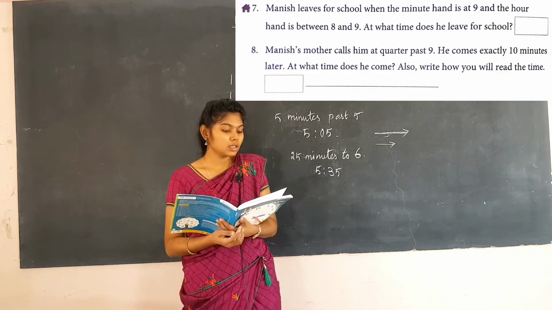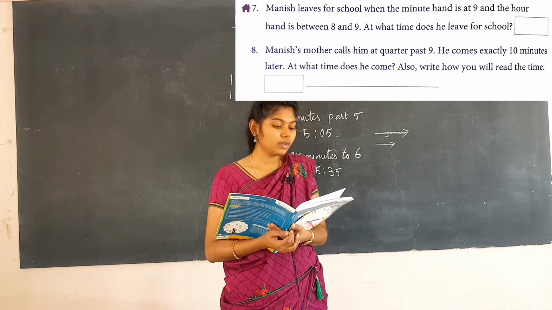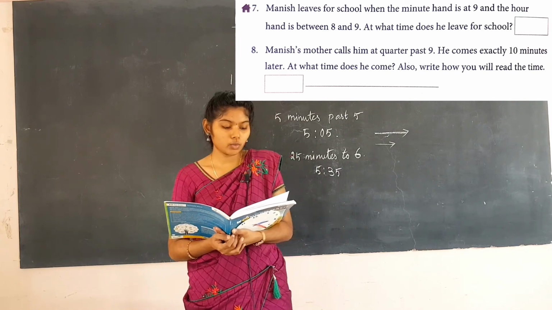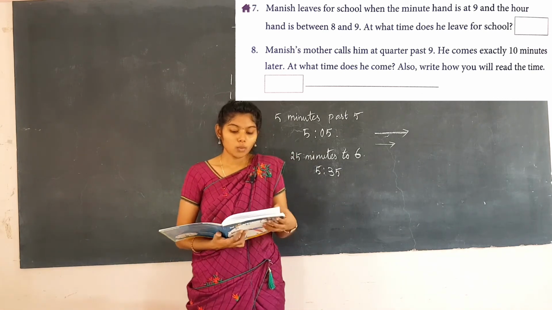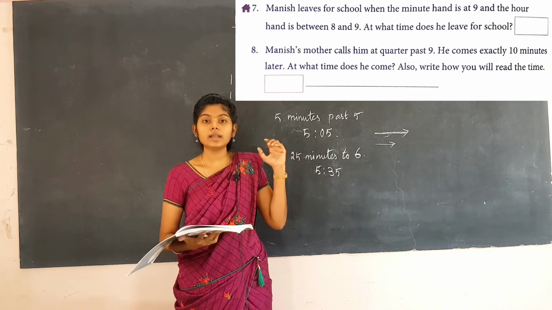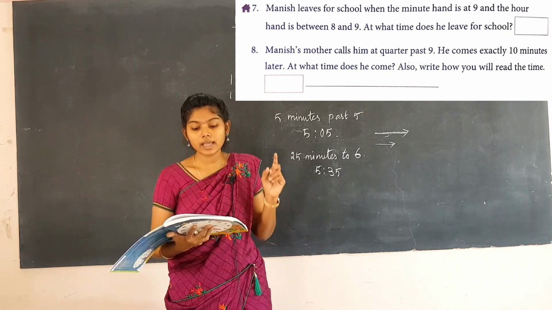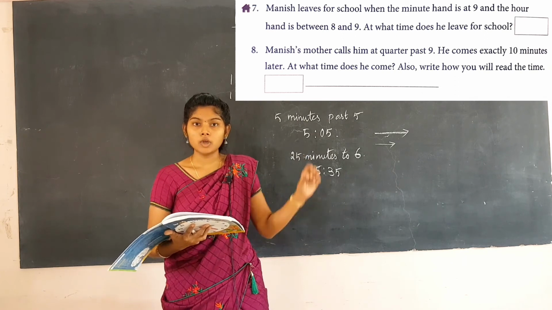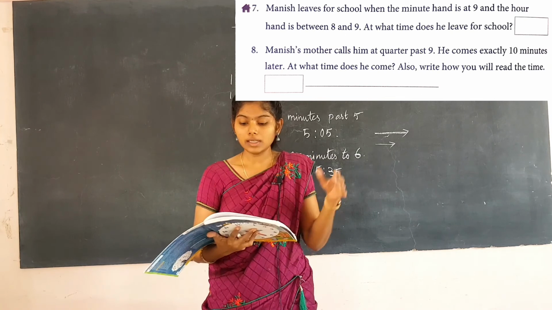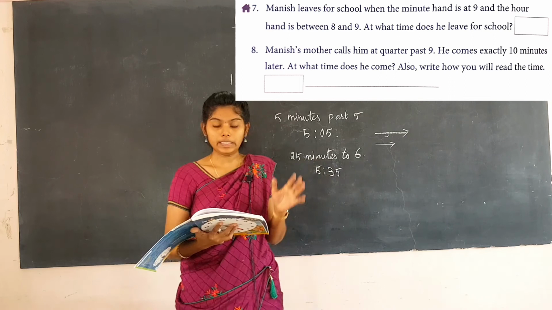And the next one: Manish leaves for school when the minute hand is at 9 and the hour hand is between 8 and 9. At what time does he leave for school? Where is the minute hand? The minute hand is at 9, which means it's 45. And the hour hand is between 8 and 9. So you are going to find the time he leaves for school.